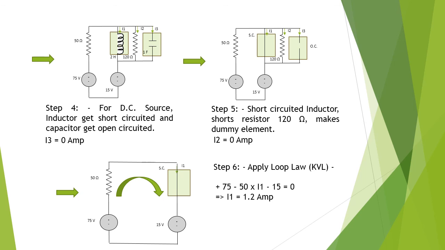So these are the steps to get the solution to the given numerical, and we are getting I1 equal to 1.2 ampere, I2 equal to 0 and I3 equal to 0. So that's all with the solution.